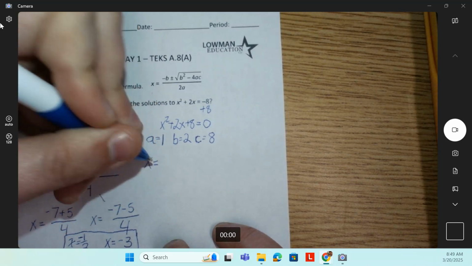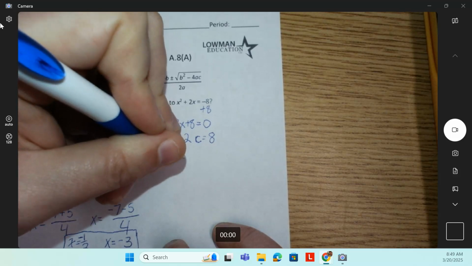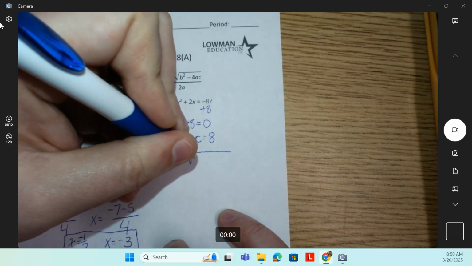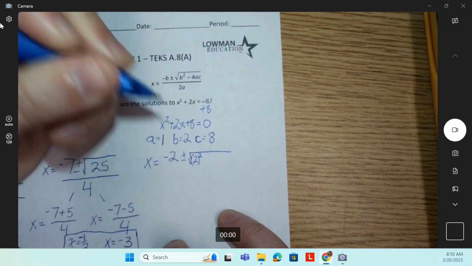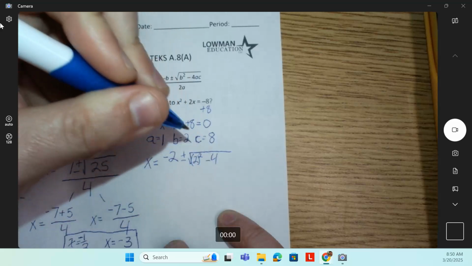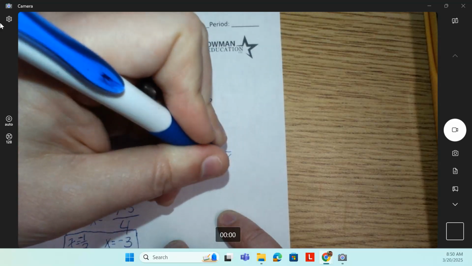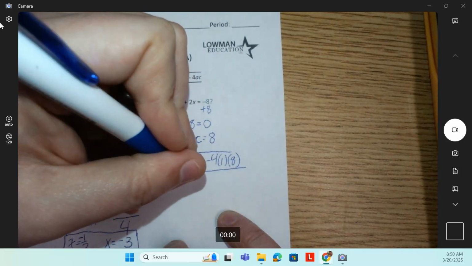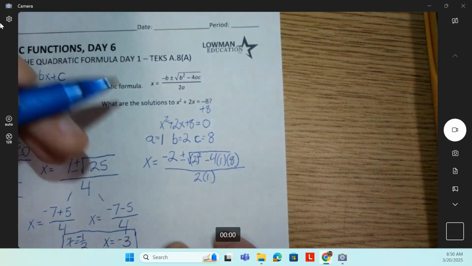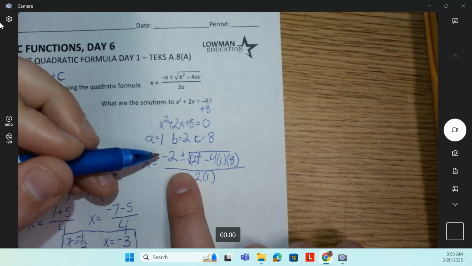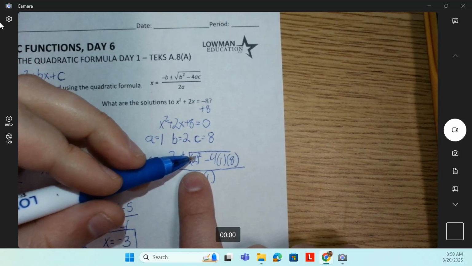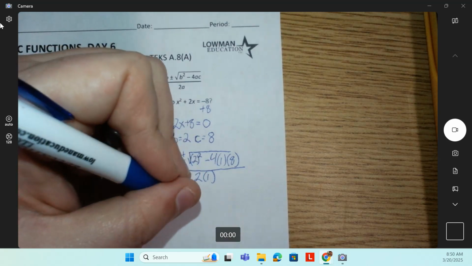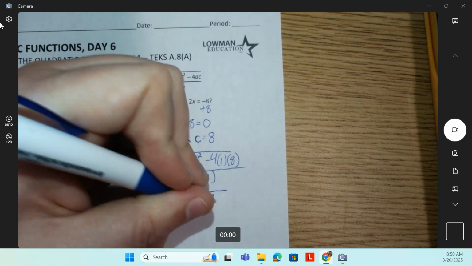It says x equals -b, so -2, plus or minus the square root of b squared, so 2 squared in parentheses, minus 4 times 1 times 8 over 2 times 1. And so when we work that out, 2 squared is 4. 4 minus 4 times 8 is 32. It's going to end up as a square root of -28.